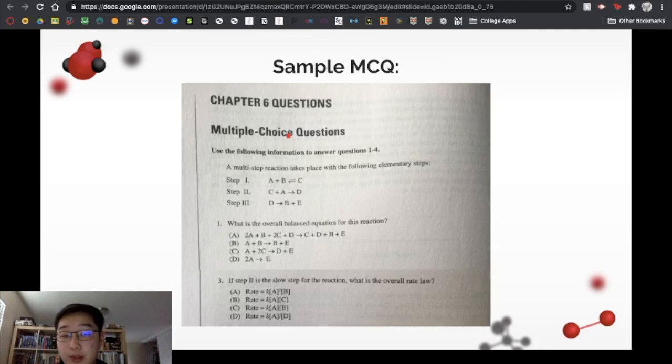So here's a sample multiple choice question with a multi-step reaction that takes place in the following elementary steps, and then you're given that. And then you're asked to find the overall balanced equation for the reaction, which is just going to be basically crossing out things that are shown on both sides. And then for number 3, if step 2 is slow, which means everything else is fast, what is the overall rate law? So I encourage you to pause and try to figure that out here.